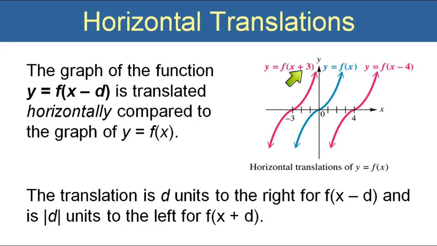Now notice that the signs work backwards from the way you probably think they ought to. The plus 3 actually moves us to the left, and the minus 4 actually is moving us to the right. So if you'll just use the opposite sign here, it'll tell you which way to go on the x-axis.